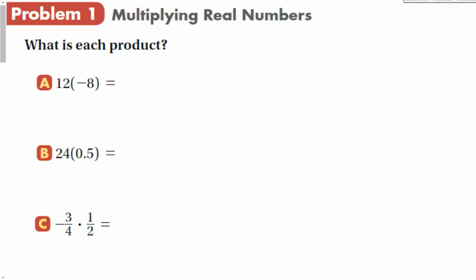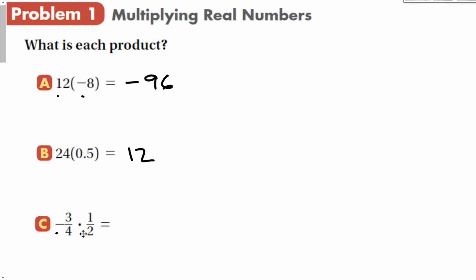So let's do some multiplication. We've got 12 times negative 8. Different signs. The product of two numbers with different signs is going to be negative. So that is a negative 96. Same thing with decimals. 24 times 0.5. That's still two things with the same sign. It's going to be positive to give me 12. And you can realize that is half of 24, or you can put it into a calculator. When we multiply two fractions together, same concept. Different signs. We have one negative, one positive.